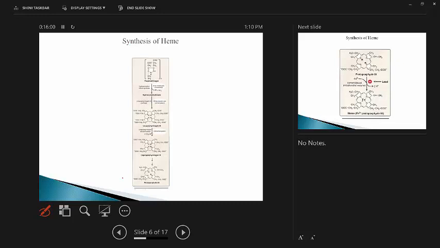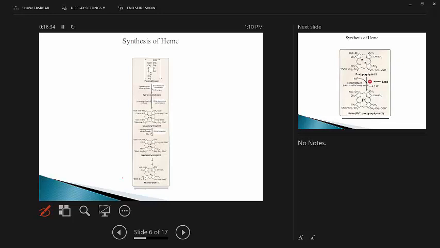And this enzyme, hydroxymethylbilane synthase, should be number 2. It has another name, porphobilinogen deaminase. You're going to see it in the next diagram, and it's going to be called that. Then this enzyme, uroporphyrinogen 3 synthase, is number 3.